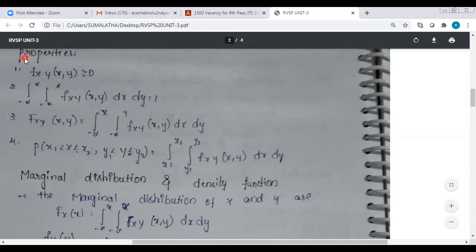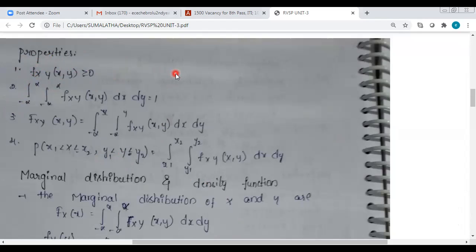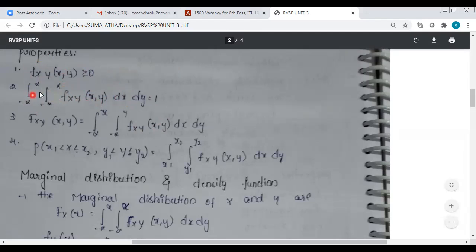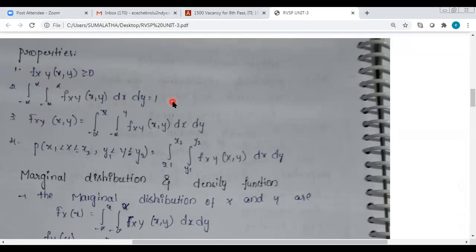What is the next property? Integration from minus infinity to infinity of small fx of x dx is equal to 1. Okay ma? Here we need to apply it to 2 random variables. So a double integral, one integral with respect to x, another integral with respect to y. That's why the double integral from minus infinity to infinity of small fxy of x comma y dx dy is equal to 1. If you know the properties from the first unit, then these come easily. Just here, 2 random variables, just an extension of that.